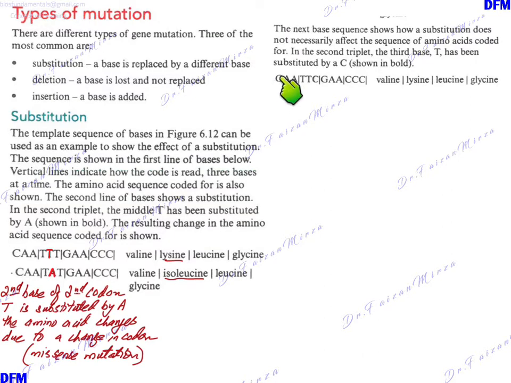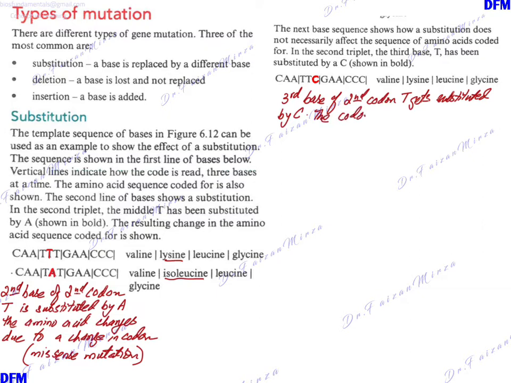Let's take another example. Again, you have four codons, and they code for four amino acids in the very same sequence. The first is valine, the second is lysine, the third is leucine, and the fourth is glycine. Now, let's consider the third base of the second codon, which is T.